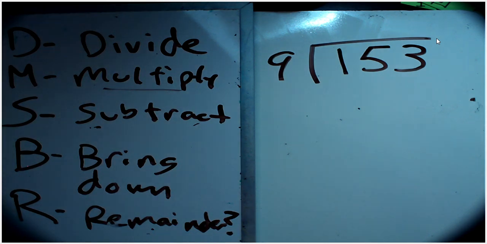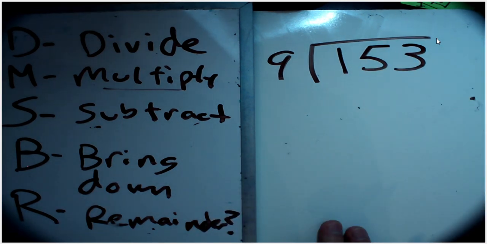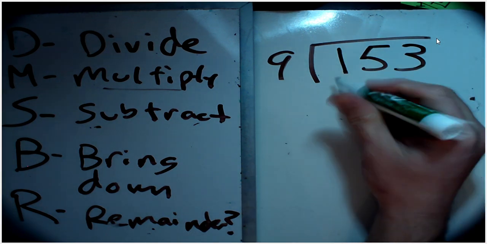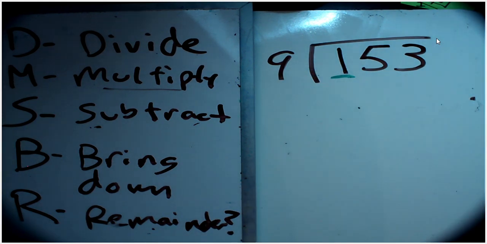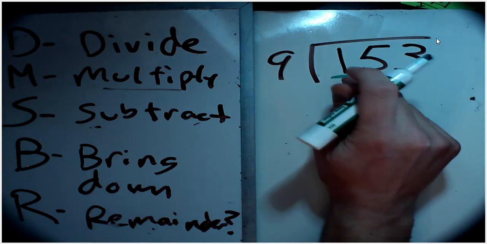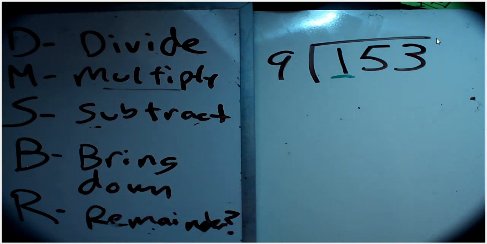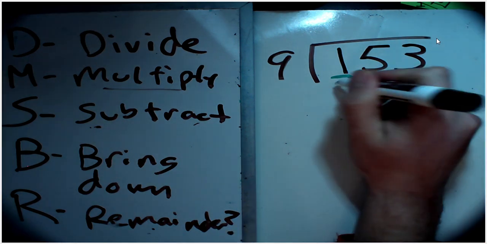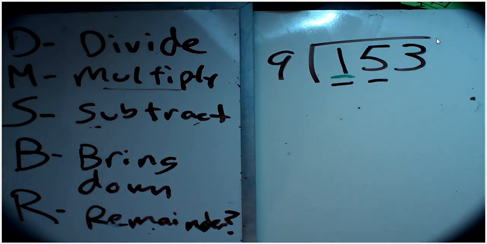First step is to divide. So go across the place value here of your 153, your dividend. So we look left to right this time. 9. Does 9 go into 1? It cannot go into 1. 9 is greater than 1. So let's look at, can 9 go into 15? 9 can go into 15.